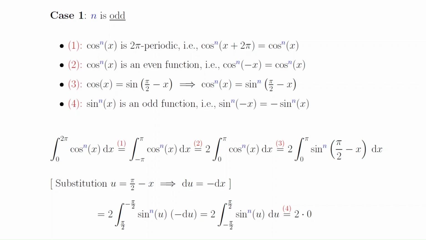And finally, we use property 4 to prove that this integral is 0, since the sine to the power of n of x when n is odd is symmetric with respect to the origin, and we are integrating over a symmetric interval. In conclusion, if n is odd, the integral of the cosine to the power of n of x from 0 to 2 pi is 0.